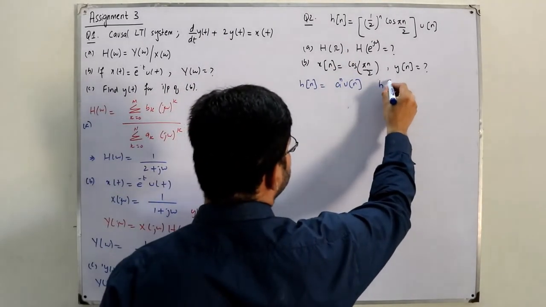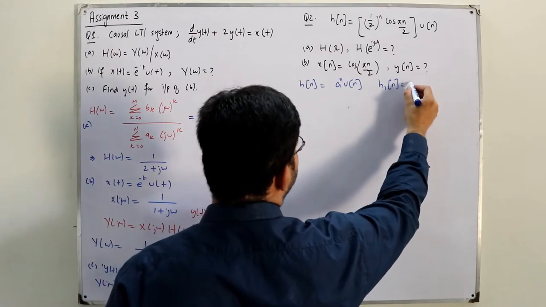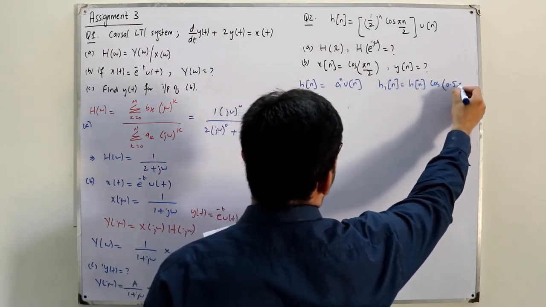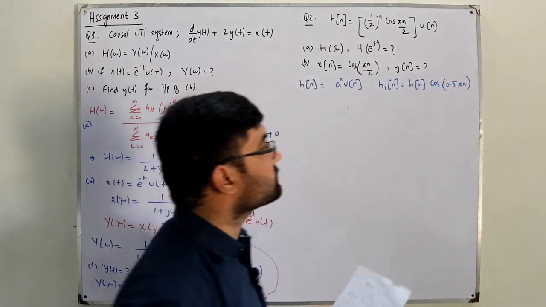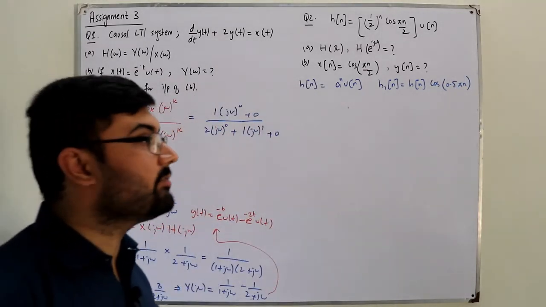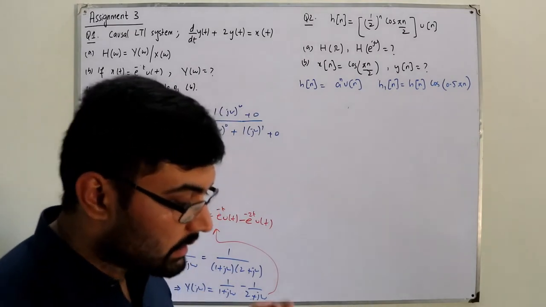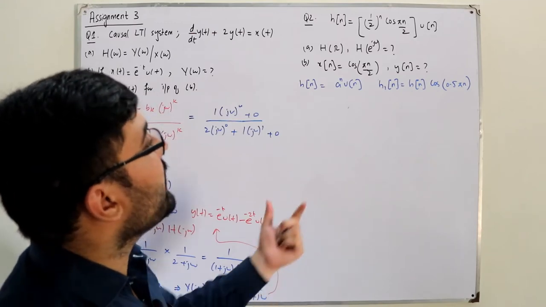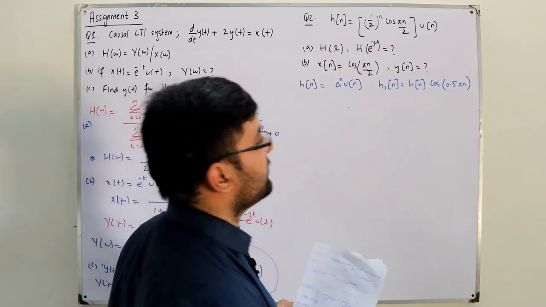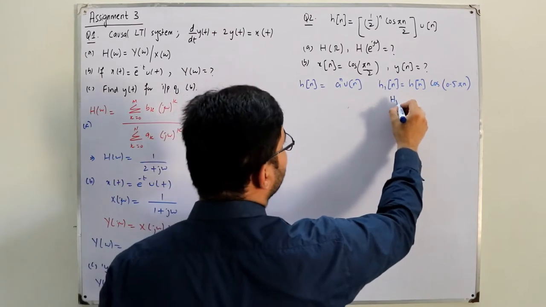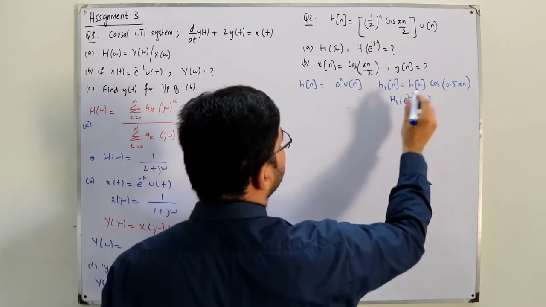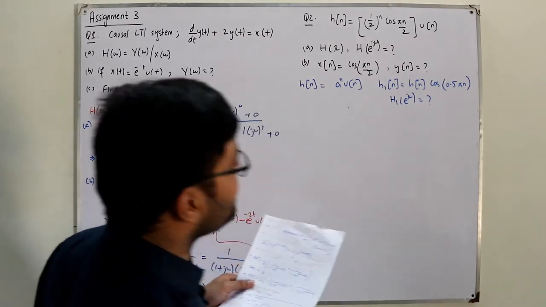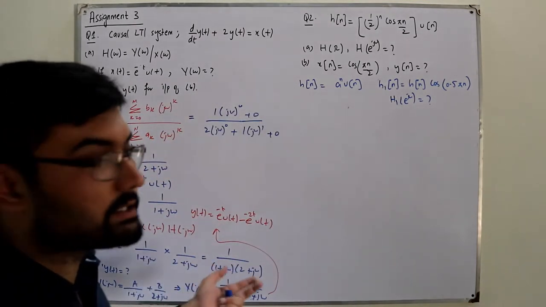So the next thing that remains is this one. I have another signal that is h1 of n, so this is h of n multiplied by cos of 0.5 pi n. So now what do I have? I need to find the overall H1 of exponential of j omega, the overall Fourier transform.